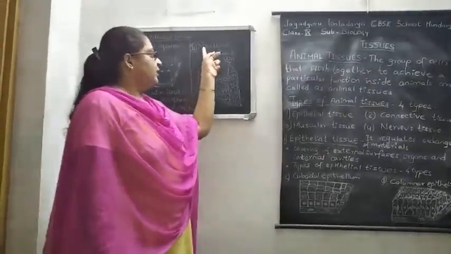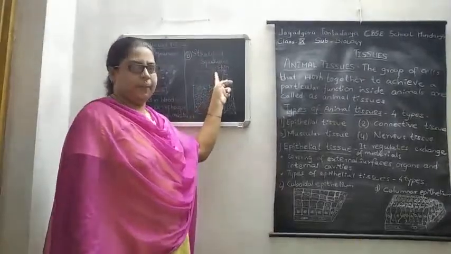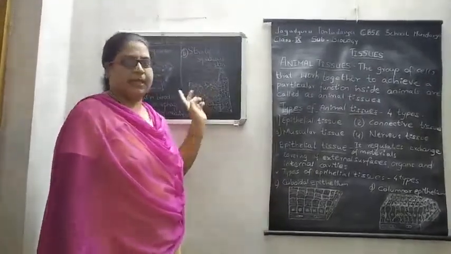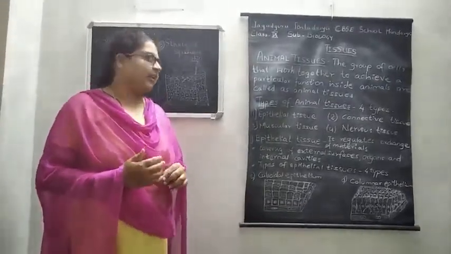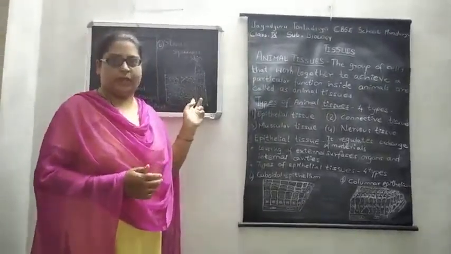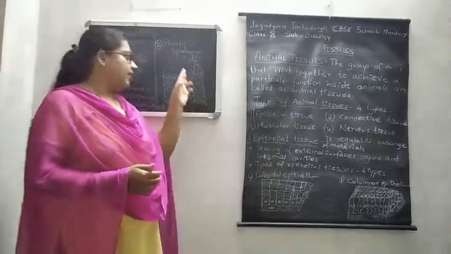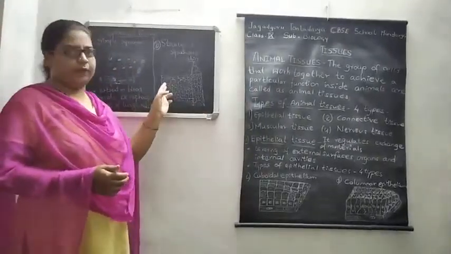And the second one is stratified squamous epithelium. This is present mainly in the skin, on the skin surface, and it forms 3 to 4 layers of cells like this, 3 to 4 or 4 to 5 layers.